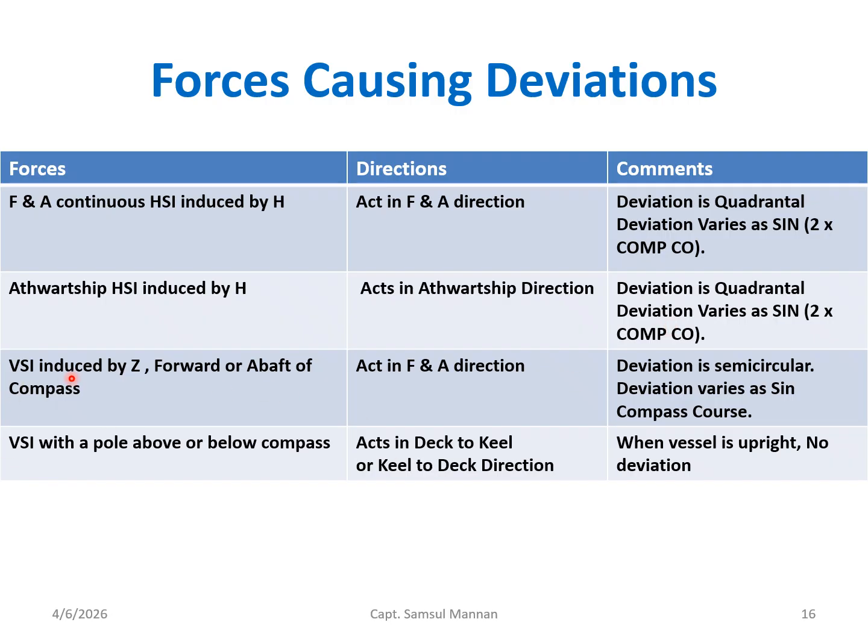And VSI induced by Z, fore and above the compass, will act in the fore and aft direction, but the deviation will be semicircular and it will follow the sine theta curve. And VSI with the pole above or below the compass will act in the top to bottom or bottom to top direction. When the vessel is upright, there will not be any deviation. I want you, please, to draw this curve in your own notebook and keep it ready for the coefficient. Thank you very much.